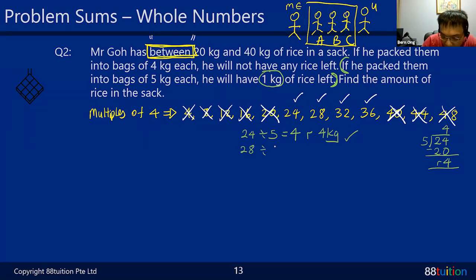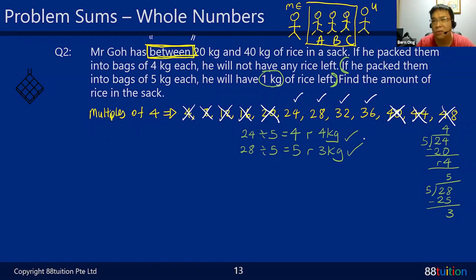28 divided by 5. 1 packet is 5 kg. So you can do your division again. 28 divided by 5, 5 times 5 is 25, remainder 3 kg. Is this the answer? No, the answer should be 1 kg. So this is wrong again. Both of these cannot.